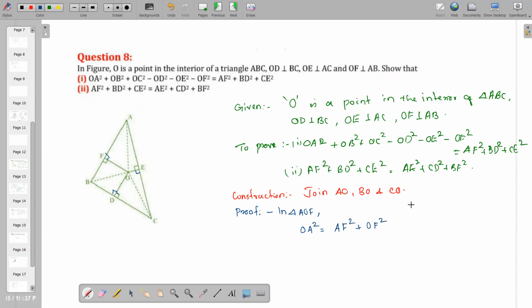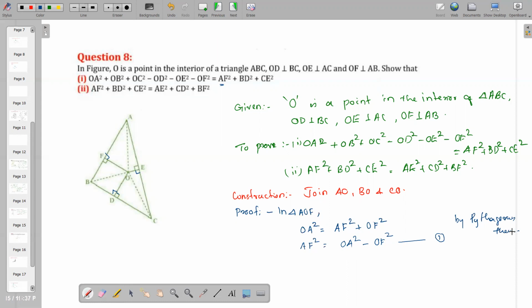Same way, what we need on the other side, we need AF square. So from this one we can write AF square is equal to, taking OF square to the other side, OA square minus OF square. So this becomes equation 1. This is by Pythagoras theorem. Pythagoras theorem we use here.